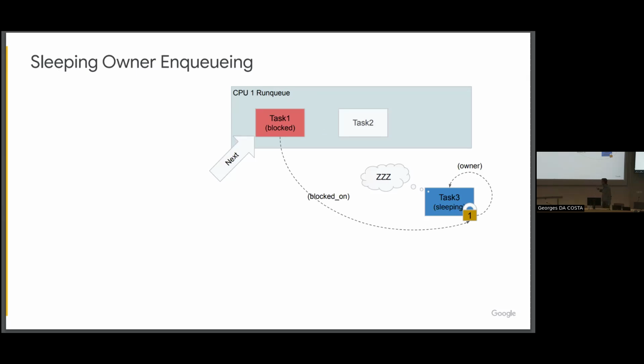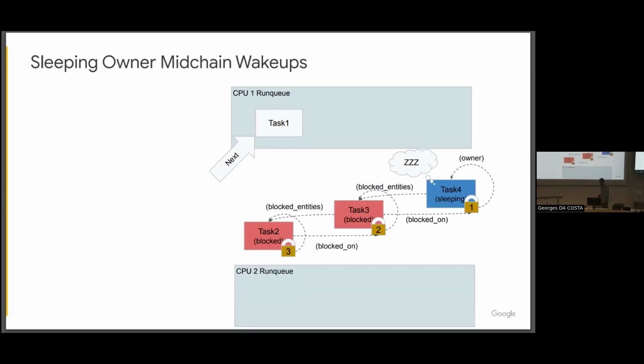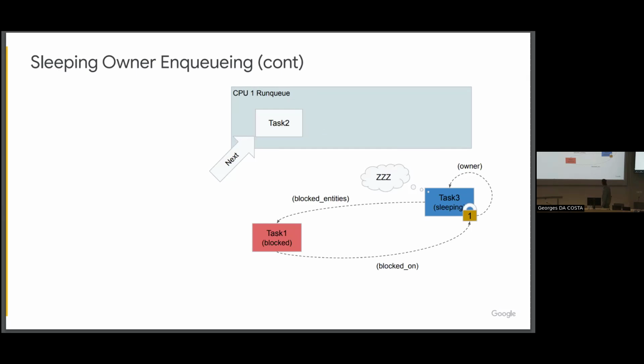For sleeping owner and queuing, we have this case where basically we have a task that's blocked on a task that's sleeping. And in that case, there's nothing you can do. You can't migrate it to boost it anywhere because it's just not runnable. And so what we do in this case is we basically add it to a blocked entities list on the task while it sleeps. And then basically once this task wakes up, we'll enqueue that task to the same run queue the owner wakes onto, so it can be boosted there.